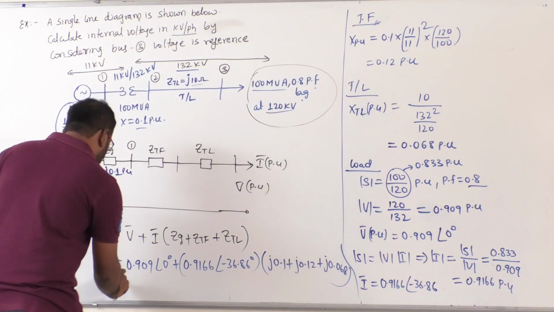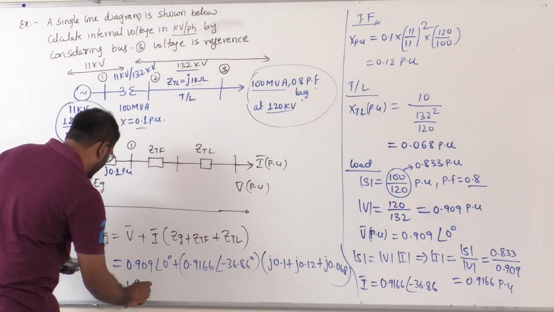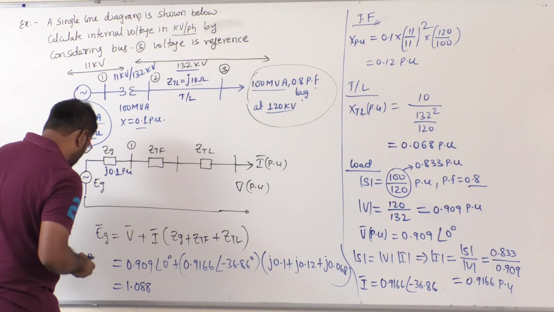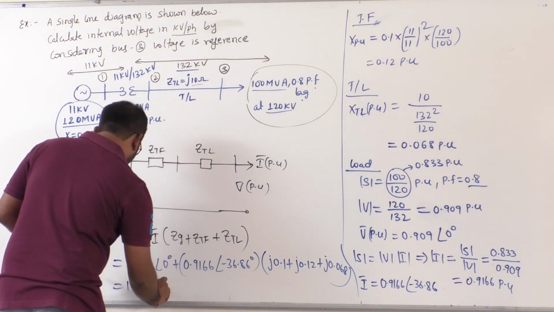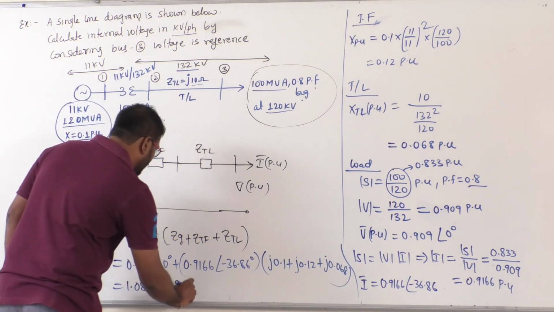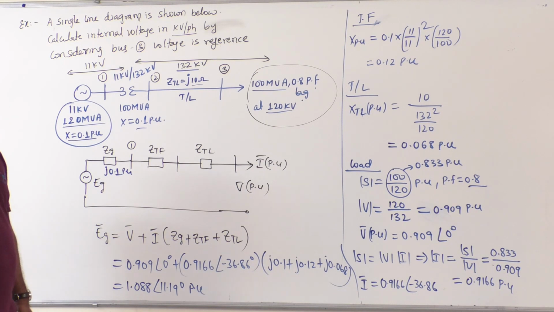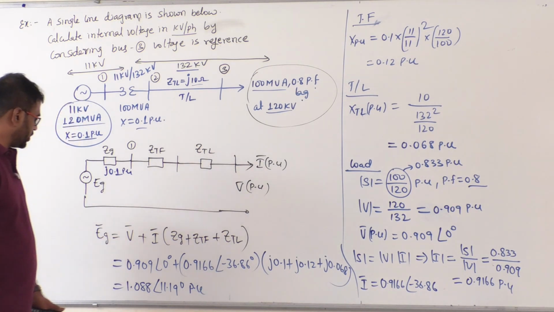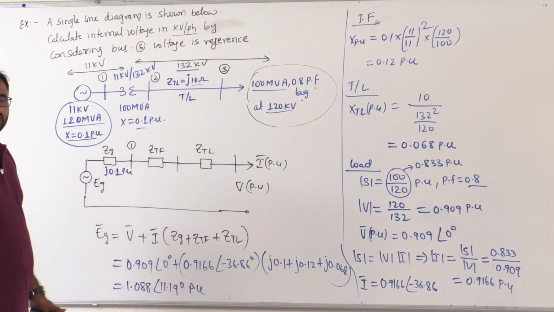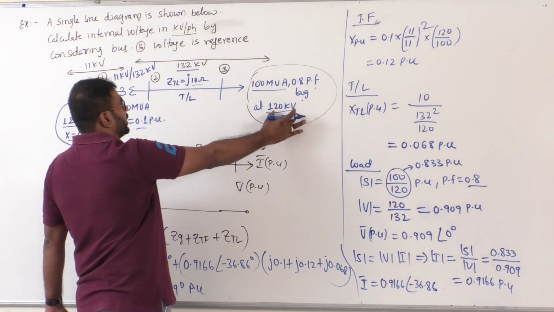So if I solve this, we get Eg equal to 1.088 at an angle 11.19 degrees. That is what? Eg in per unit. Clear? The Eg in per unit we got. Now after calculating Eg in per unit, you must multiply with what? The base voltage. Base voltage where? In the generator circuit. Don't take here the base voltage.